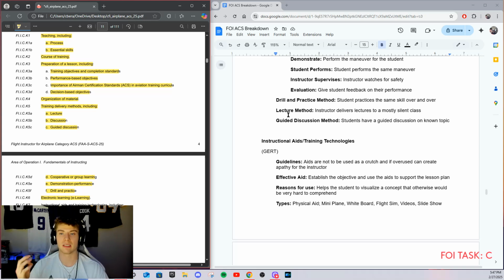And then guided discussion method. Students have a guided discussion on a known topic. So they already have some sort of idea of what you just taught them, and you're just having a discussion about that topic.